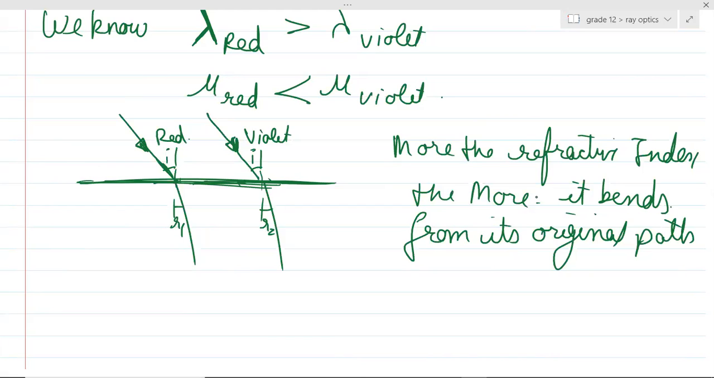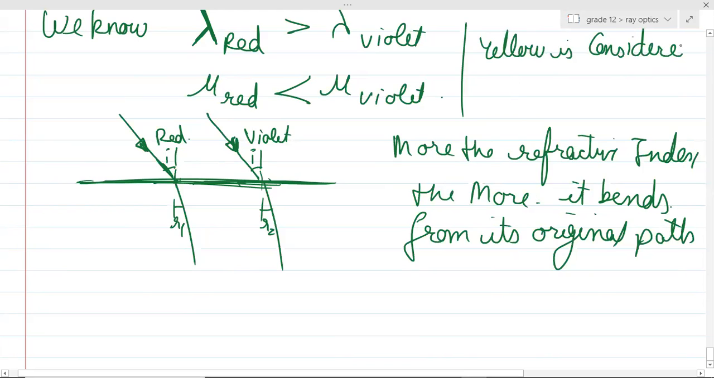Yellow is basically considered as the average color. What do you mean by average color? Whose wavelength lies exactly midway in the visible range. So that's why it's called the average color. Okay, is it clear, guys?